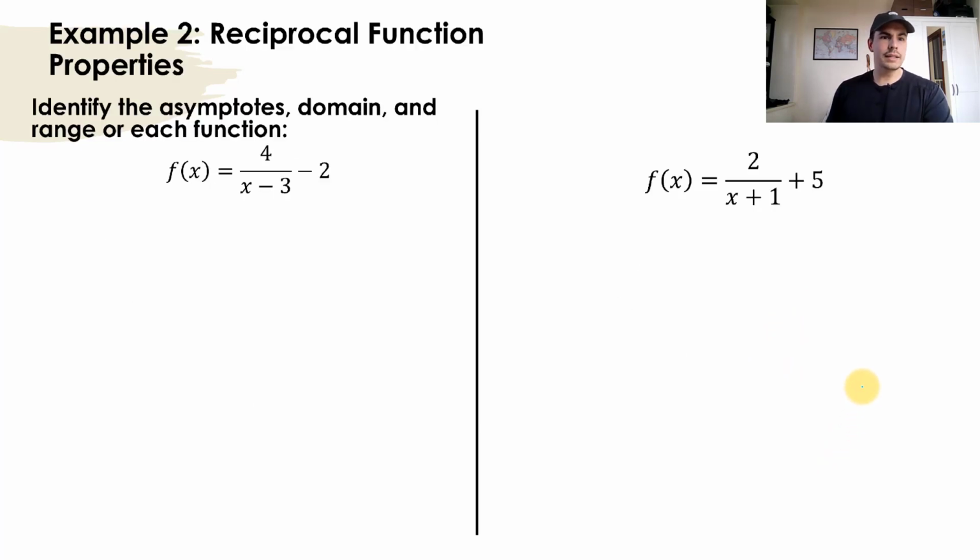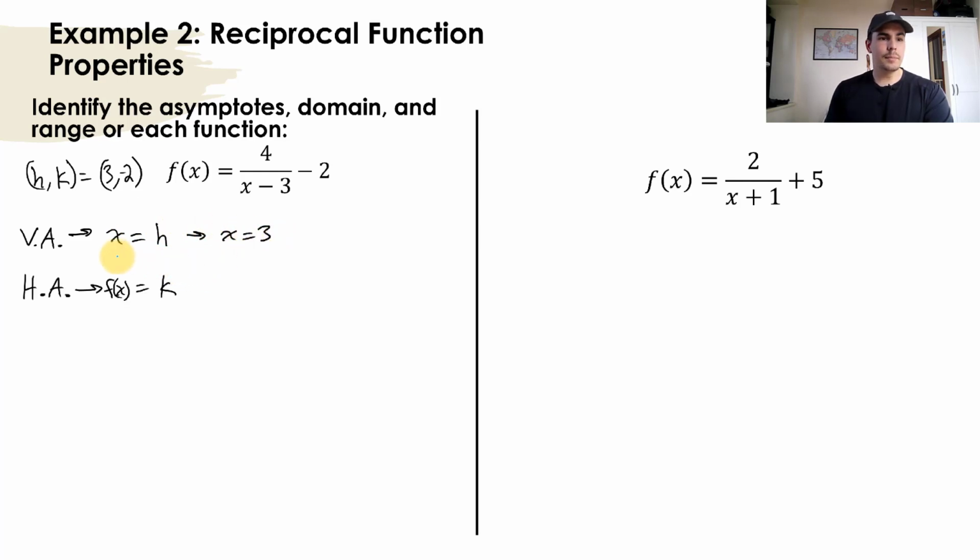All right, let's move on and identify asymptotes, domain, and range of each of these functions. Okay, so again, my h and my k are the first things that I should note here. So h here is going to be 3, and my k will be negative 2. And I should know that my vertical asymptote is always going to be x equals h. Okay, x equals h, that's always going to be my vertical asymptote, which in this case is going to be x equals 3. And then my horizontal asymptote is going to be f of x equals k, so whatever my k value is. So in this case, f of x is equal to negative 2. That is going to be my horizontal asymptote.